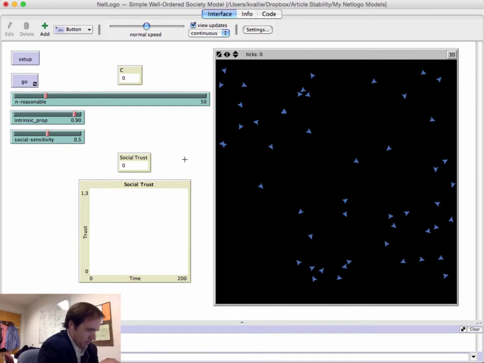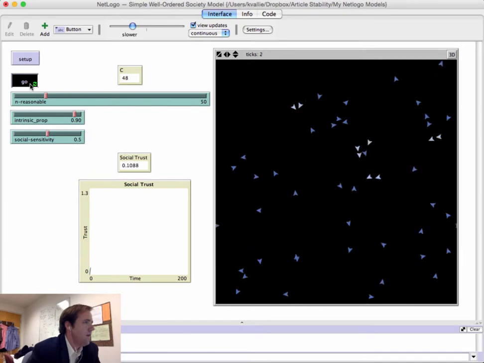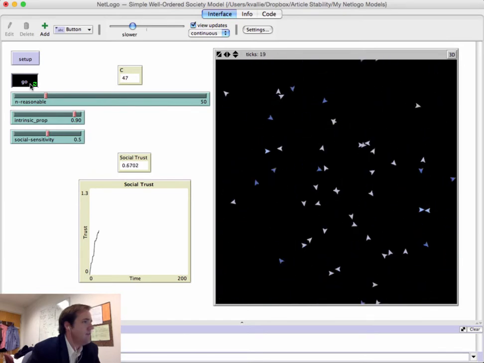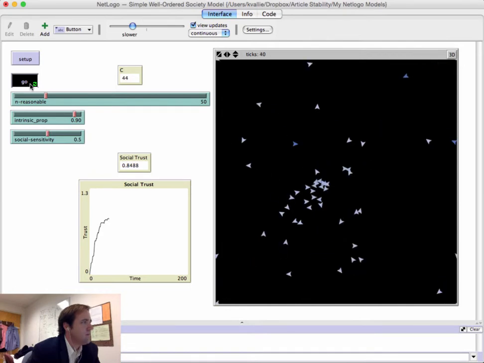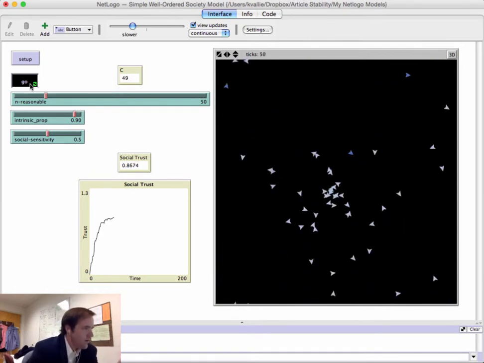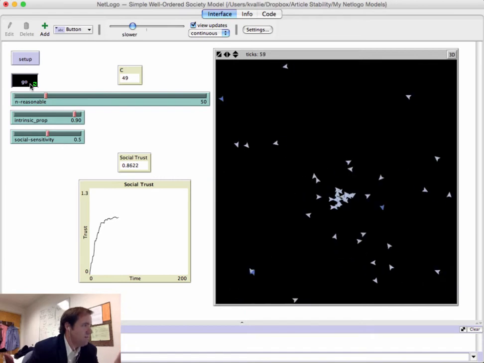The less confident she is, the lower her effective propensity will be and the darker that she will become. So if we start again and we let them move at a regular speed, you'll see that as they interact and they have positive experiences, they become brighter. And what we can also see if you watch social trust is that they're starting to reach an equilibrium.